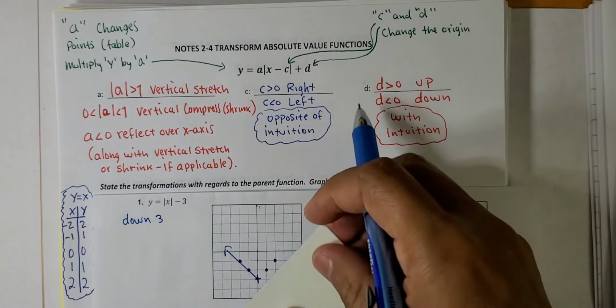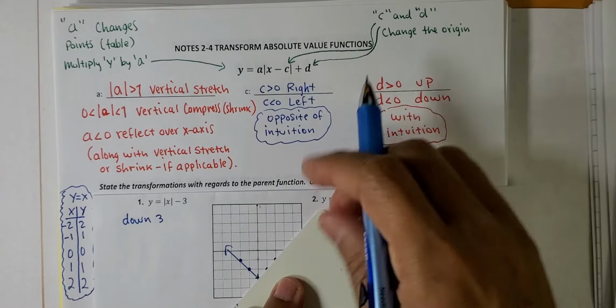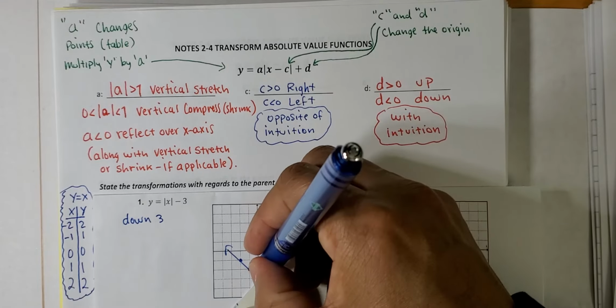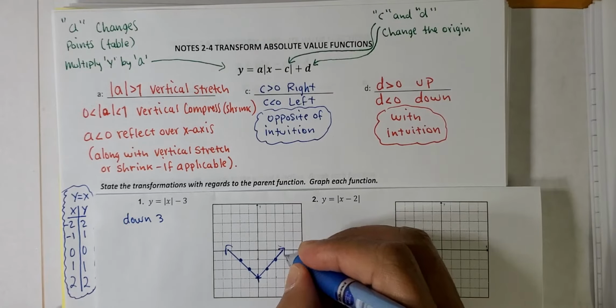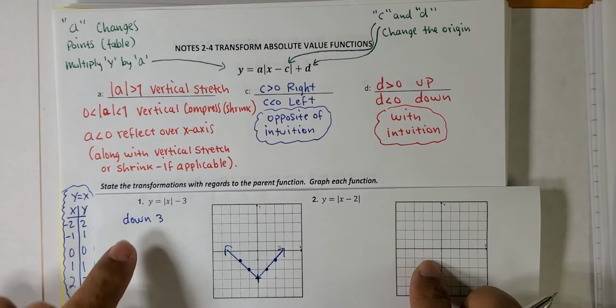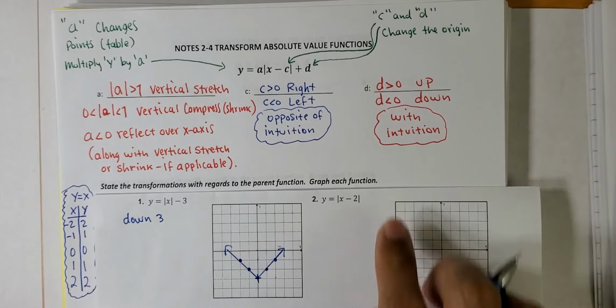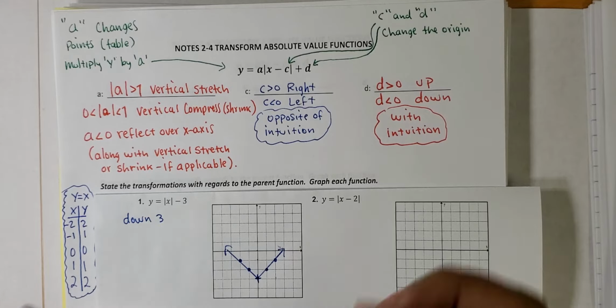So there's one side, and this is the other side. Now again, this is only asking you to state the transformation and graph each function. Okay, so let's go on to number 2.